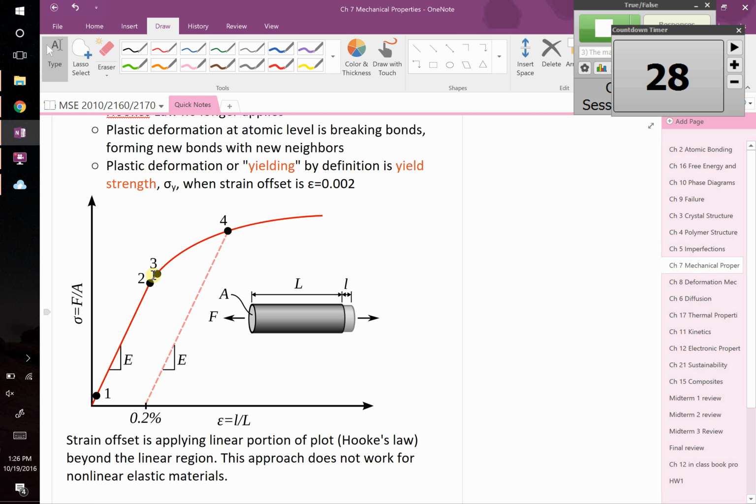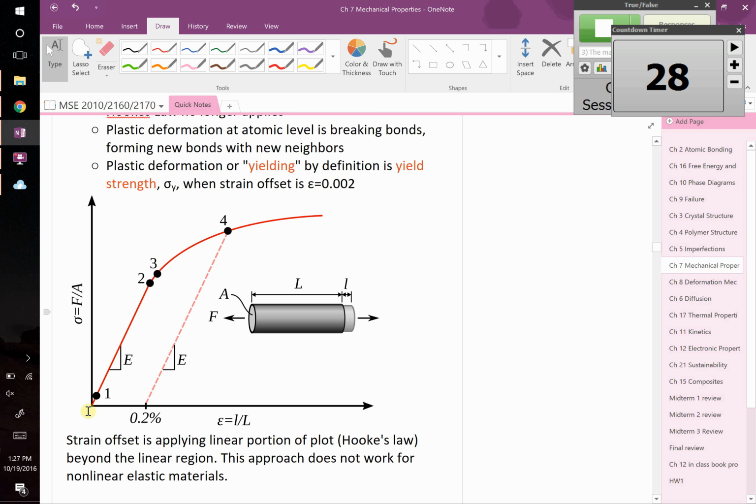So instead, we as a community have gotten together and said, how do we talk about yield of materials? We've said, well, let's just pick a point where everyone can easily measure. And that is when you pull it, and then when you let go, when it goes back, there's a leftover strain equal to 0.2%. That is our yield strength. Just by definition, totally arbitrary, right? But that's what we've decided on.